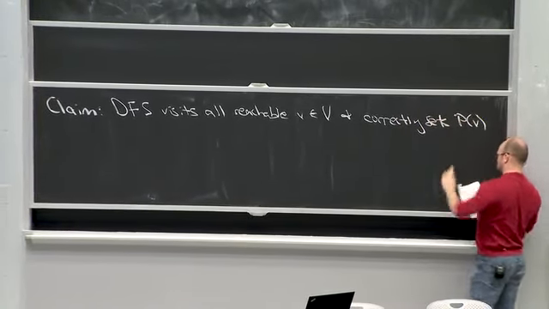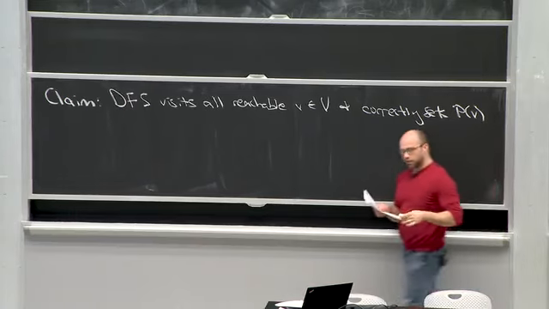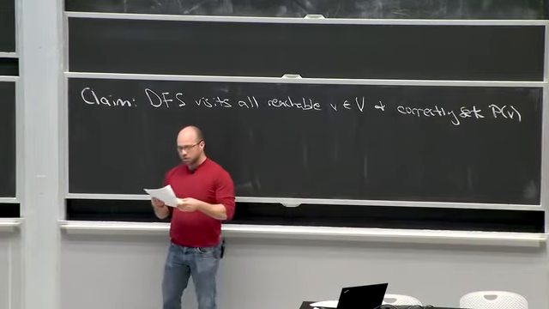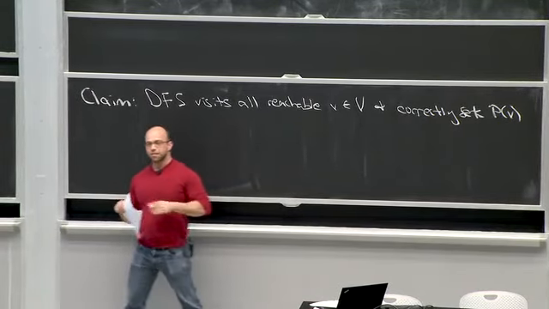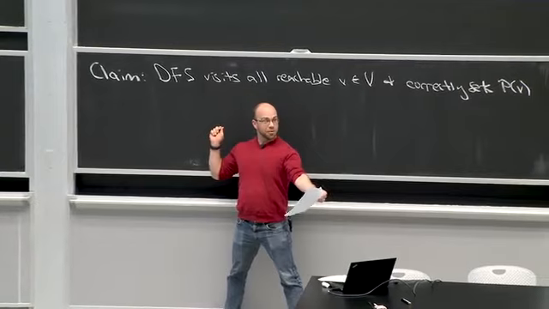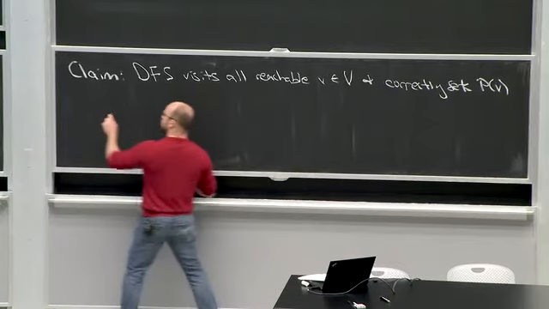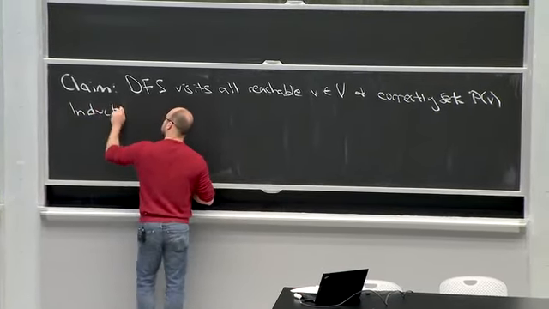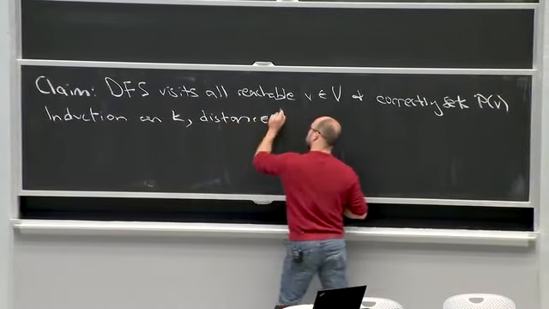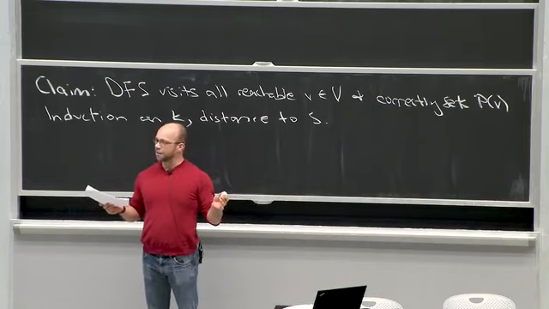Okay, so in order to prove this, of course, as with almost everything in this course, we're going to use induction. And in particular, what we're going to do is do induction on the distance from the source. So we're going to say that for all vertices within distance k from the source, this statement is true, and then we're going to prove this inductively on k. Okay? So we want to do induction on k, which is the distance to the source vertex.